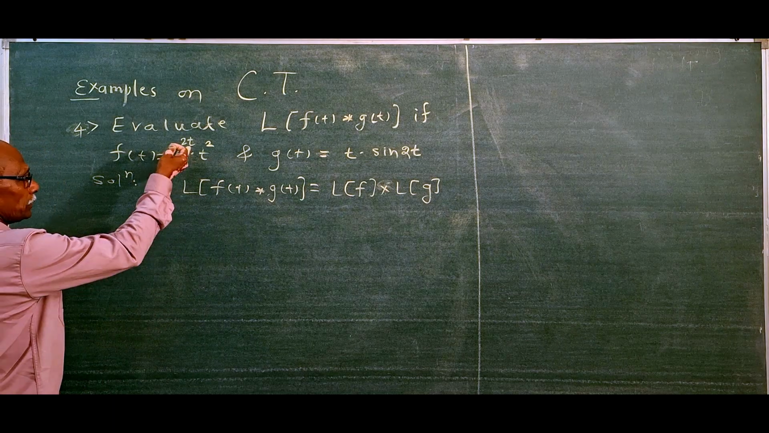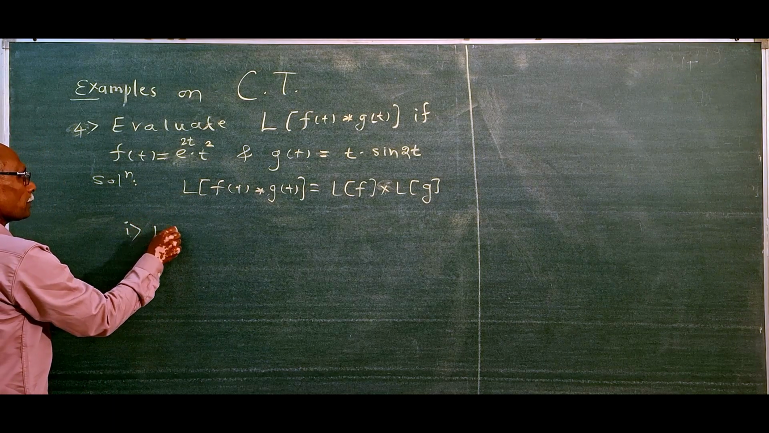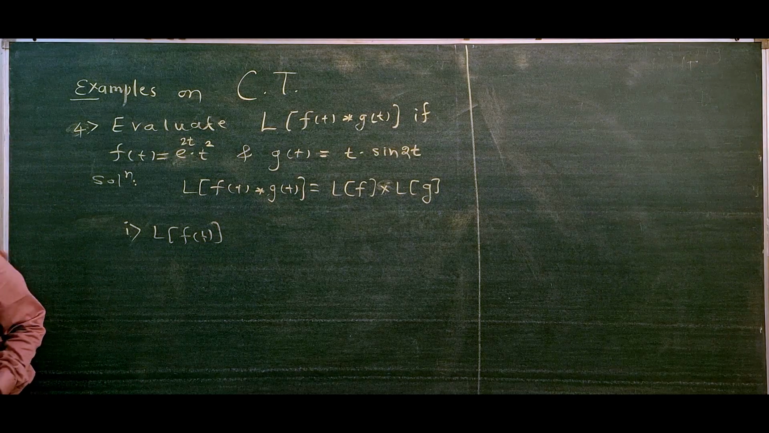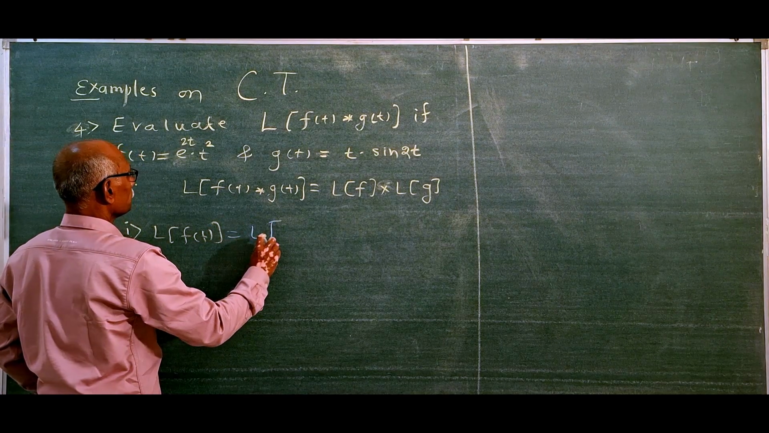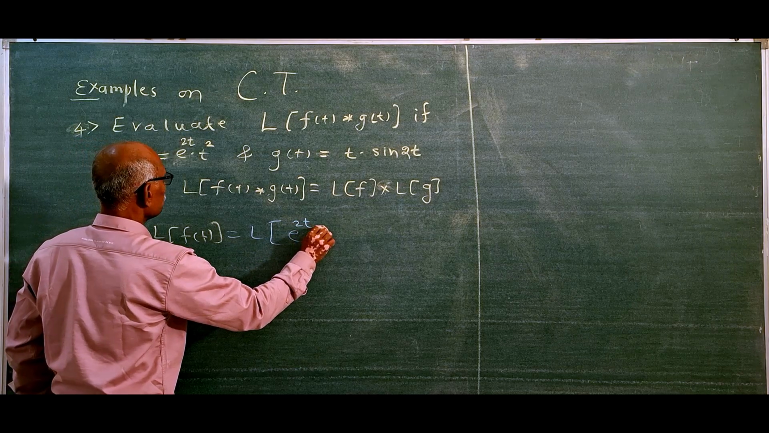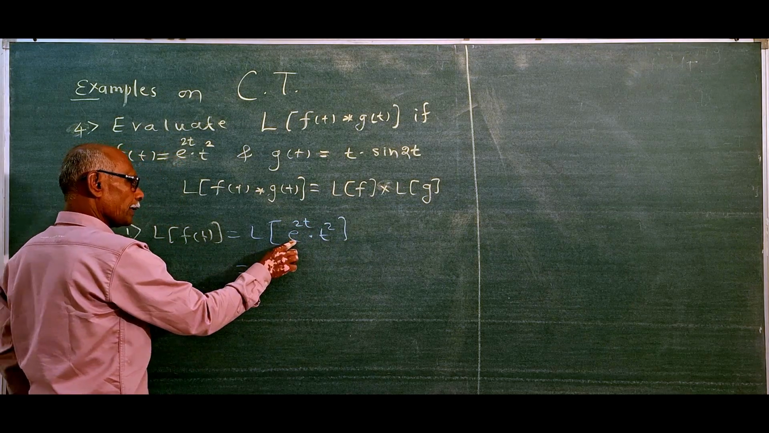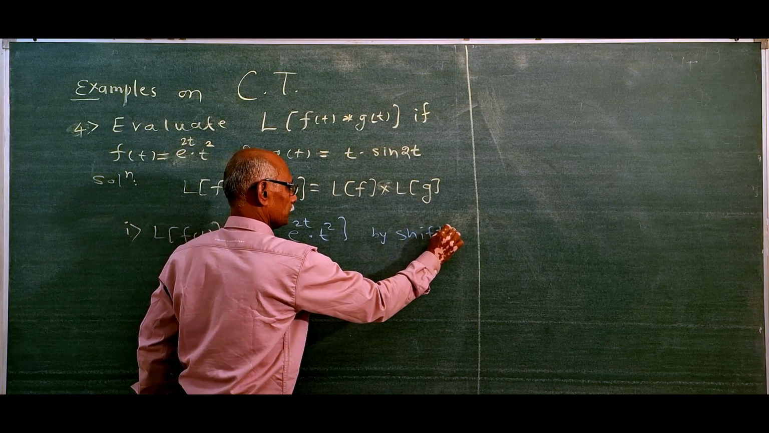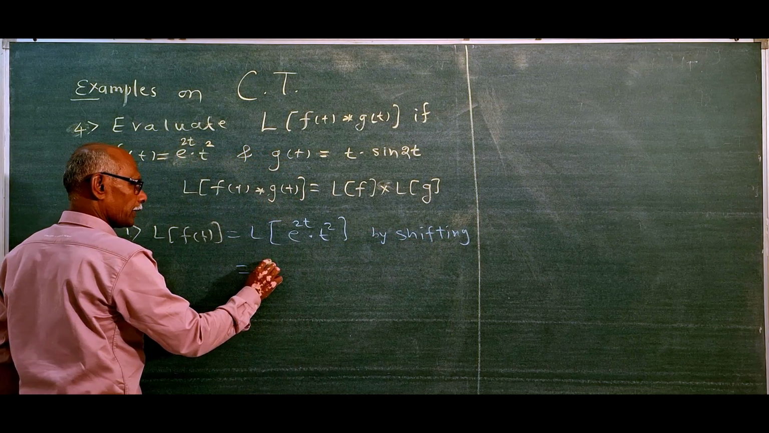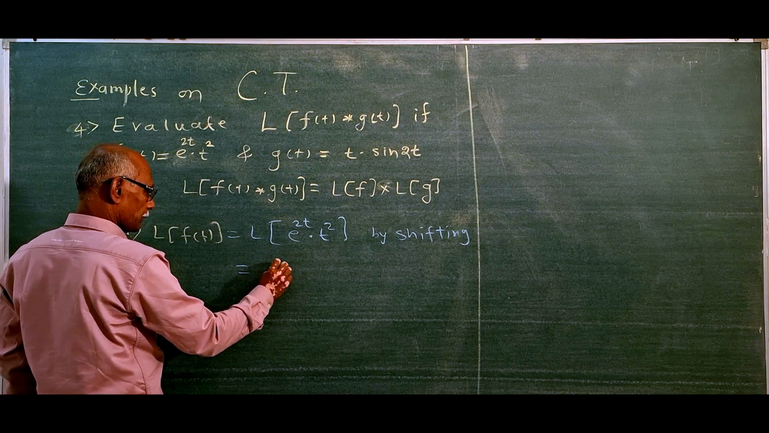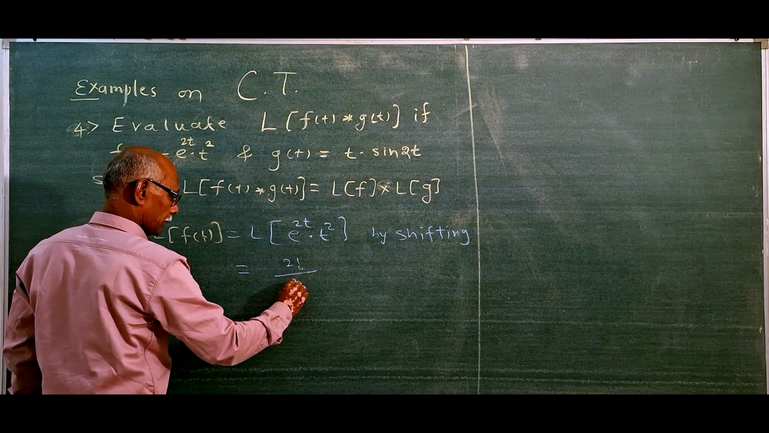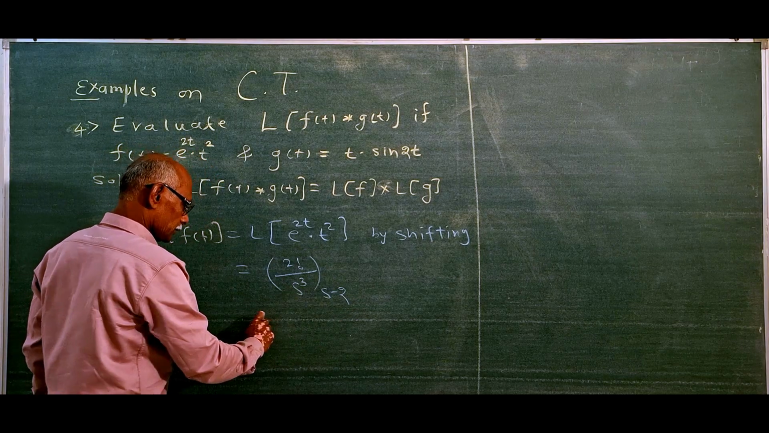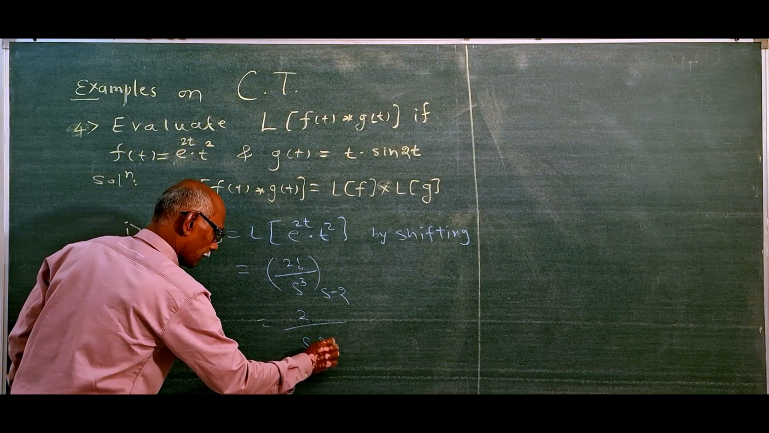Now this is somewhat difficult, therefore first we find the Laplace of f of t. First of all, we find Laplace of f of t, which is equal to Laplace of e raised to 2t into t square. Here we apply the shifting property. We write Laplace of t square is 2 factorial divided by s cube, and here we replace s by s minus 2. So it is the same as 2 divided by (s minus 2) cube.